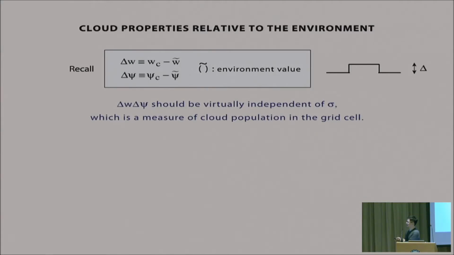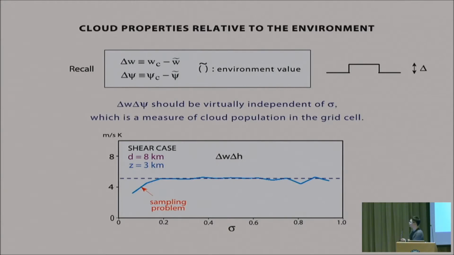And here you see that the cloudy area has the same more static energy, and the environment has the same one. So the product represents the cloud environment difference, and physically it should be independent of the cloud fraction. So we calculate that and show that they actually did.